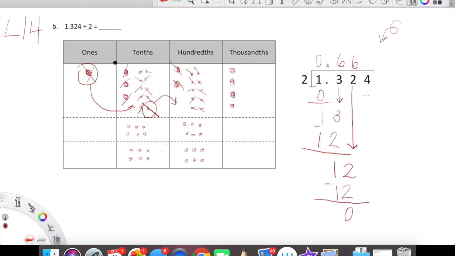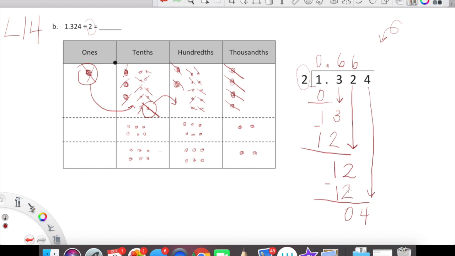We're going to go next to bring down our 4, and we're going to look at 4 thousandths. Now we have 1, 2, 3, 4 thousandths left. We need to spread our 4 thousandths evenly across 1, 2 groups, because we're dividing again by 2. When we spread 4 thousandths evenly across 2 groups, we end up with 2 thousandths in each group. So we've used 1, 2, 3, 4. We've used all 4 of those thousandths.